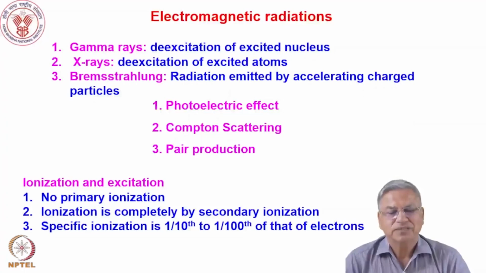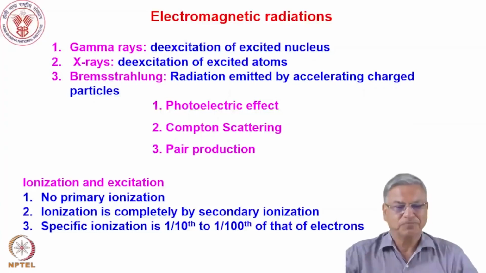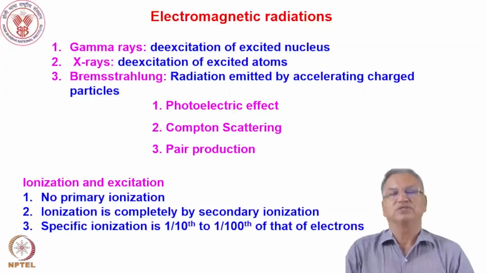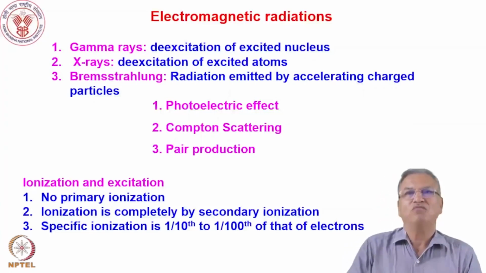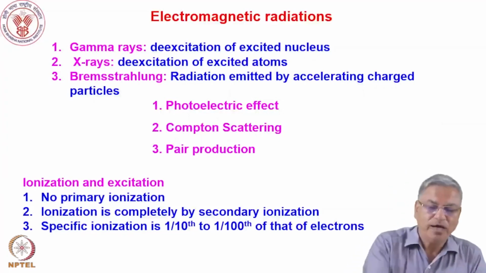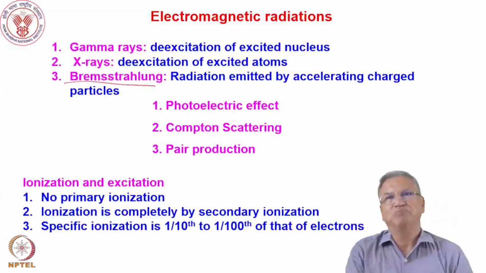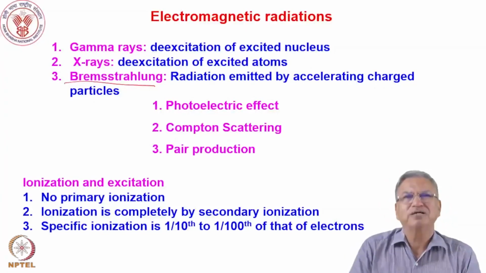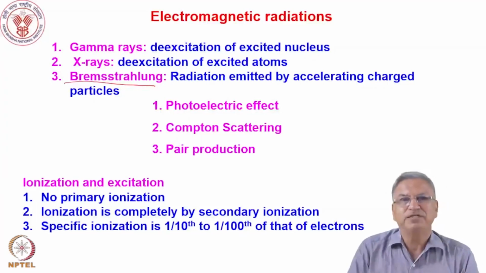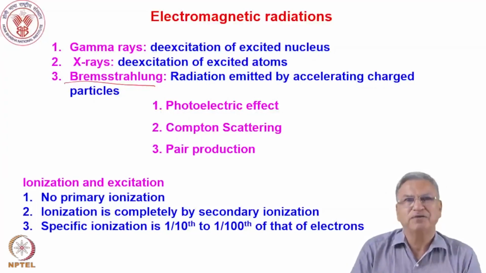So gamma rays, as you know already, appear from the de-excitation of the excited nuclei, whereas the X-rays come from de-excitation of excited atoms. In addition to this discrete gamma rays from the decay of excited nuclei, we also have Bremsstrahlung, which we discussed during the interaction of beta particles with matter. And this Bremsstrahlung essentially has a continuous spectrum starting from 0 to the endpoint energy of beta, or even for that matter, a fast electron.